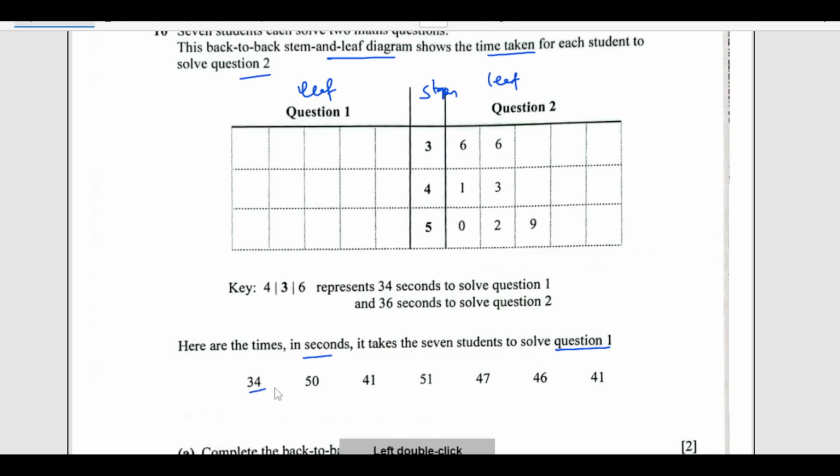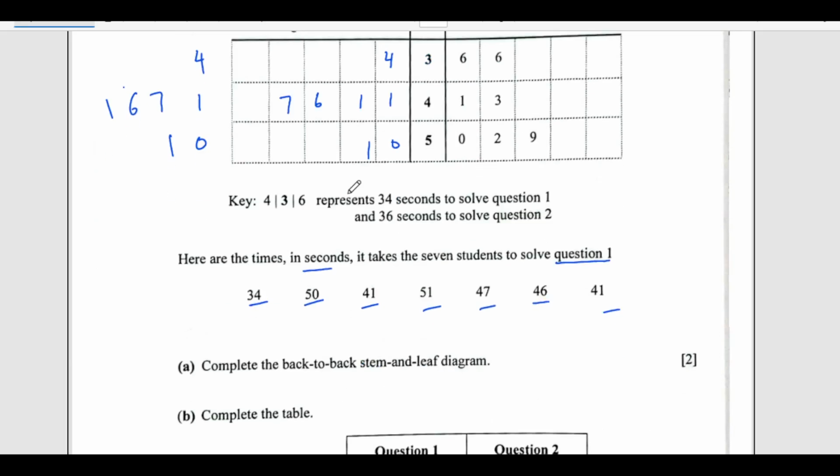So 34 is going to go, 4 will go here, 3 is there, then 50, 0 goes here, 41, 1 is here, 51, 1, 47, this is 4 here, 7, then we have 46 in the same, and then 41 also in the same. So now we are going to put them in order. This is only 1, we will put 1 here, then this is going to 1, 1, 6 and 7, then we have 0 and 1, right? So that is for the first part.